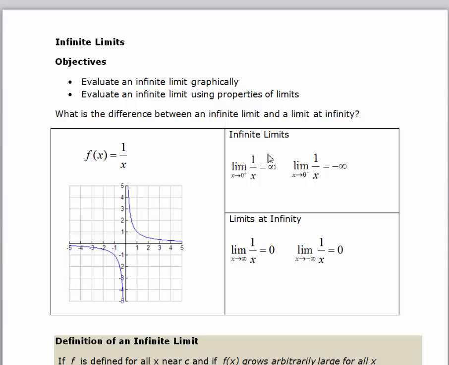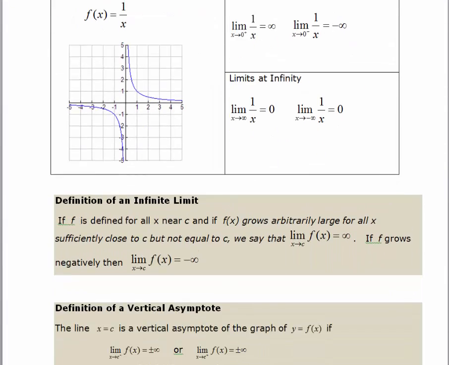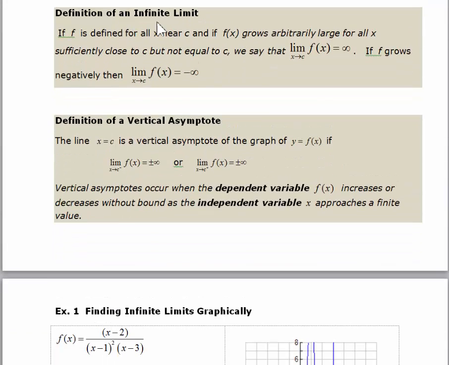So in summary, an infinite limit is when your x values are approaching a finite value and your y values are growing without bound. And a limit at infinity is when your x values are approaching negative or positive infinity and your y values are approaching a finite value. So here we have basically what I just said, the definition of an infinite limit. In this lesson we're going to talk about infinite limits, and then in the next lesson we'll talk about limits at infinity.